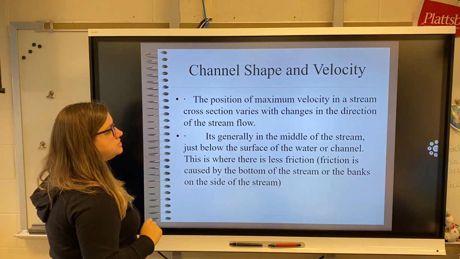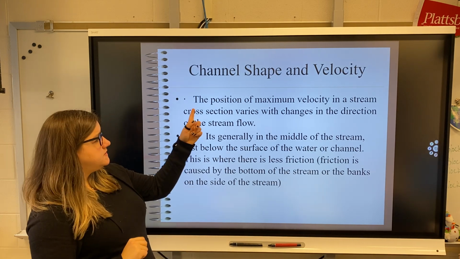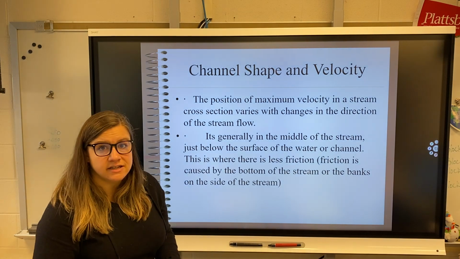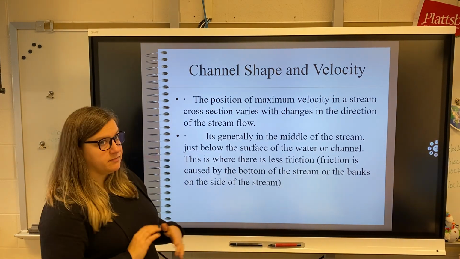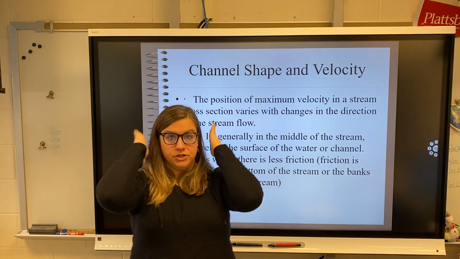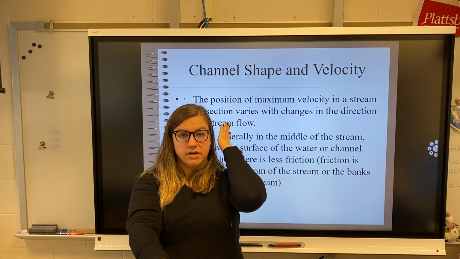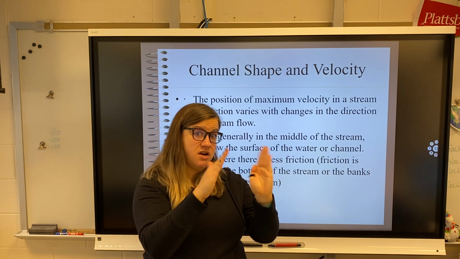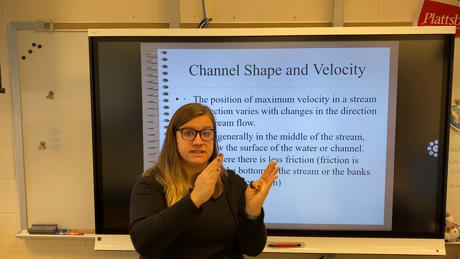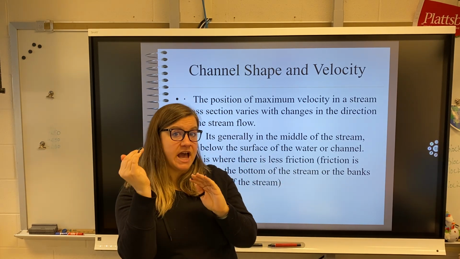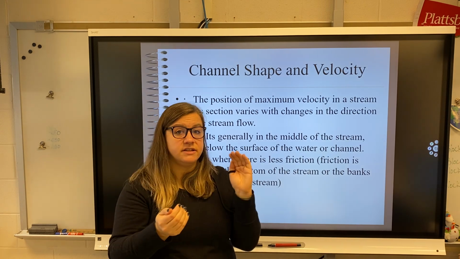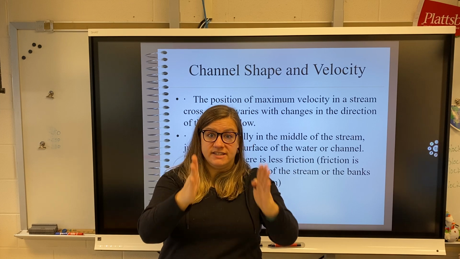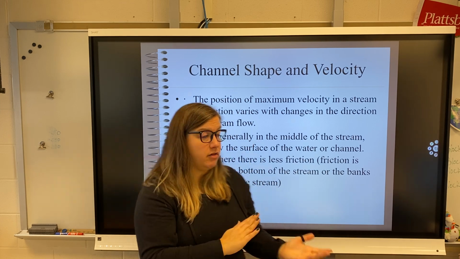Okay, so the channel shape and velocity, the position of maximum velocity and extreme cross section varies with the direction of the stream flow. If a stream is going straight, the fastest water is smack dab in the middle just below the surface. If it is curving, the fastest velocity of the water is going to be on the outsides of the curves, and the slowest is on the inside. When it starts to straighten out, the fastest water is going to be down the middle.